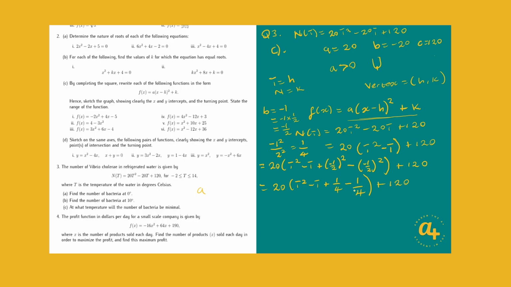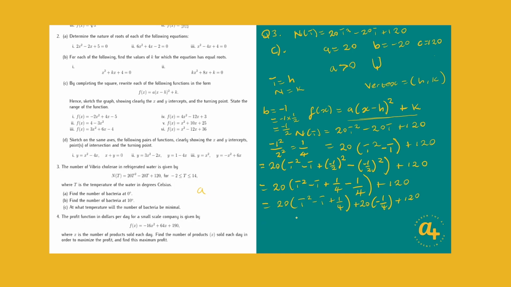Our next step now is to take this 1 over 4 that we are subtracting on the outside of our parenthesis, so that we just remain with t squared minus t plus 1 over 4. To do this, we're going to multiply a, and we know that a is 20, by this minus 1 over 4 in order to take it on the outside, so that we have 20 times (t squared minus t plus 1 over 4), close the parenthesis, and then we're going to have plus 20 multiplied by negative 1 over 4 plus 120. So now all we have to do is simplify everything here.